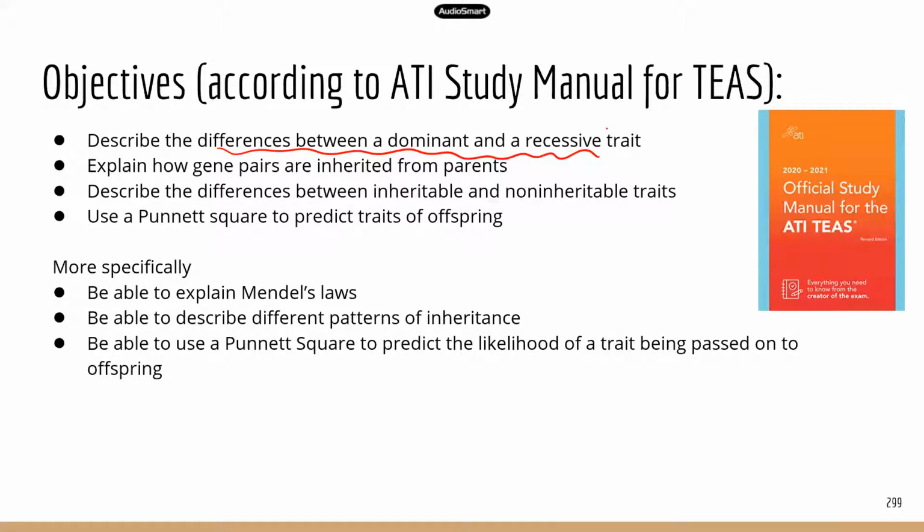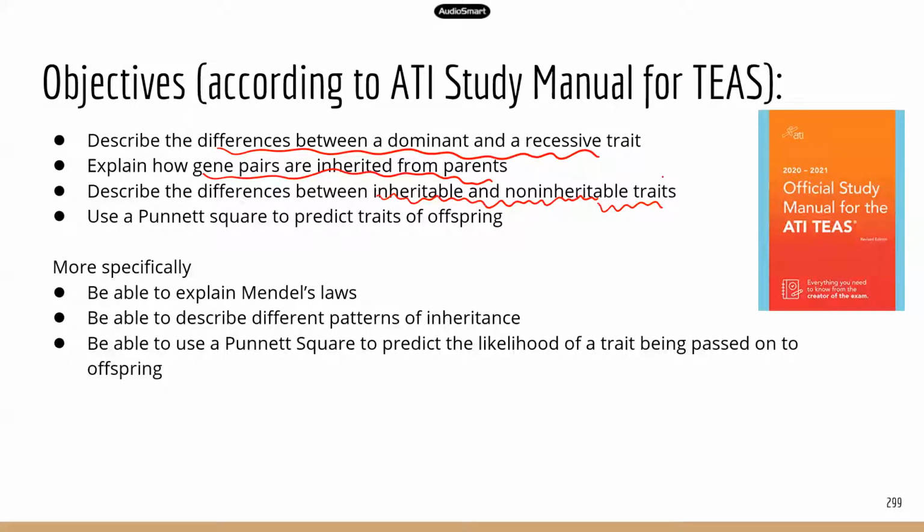That's usually pretty easy to understand. I don't usually have students struggle on that. It's pretty straightforward. You also need to be able to explain how gene pairs are inherited from parents, which I will describe in a second. You also need to know the differences between inheritable and non-inheritable traits, which we will touch on.